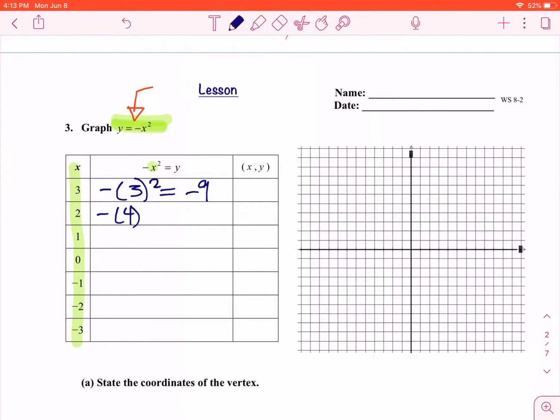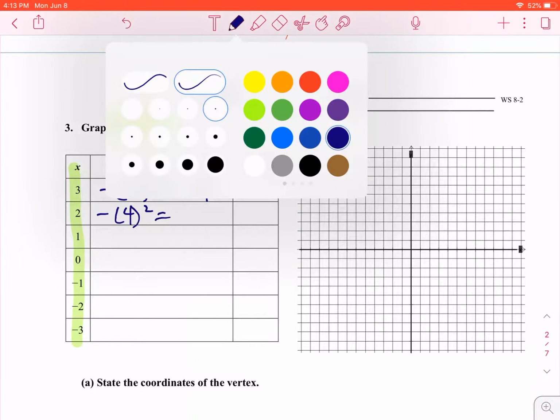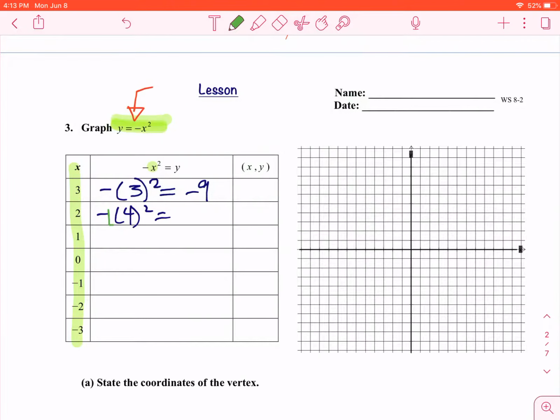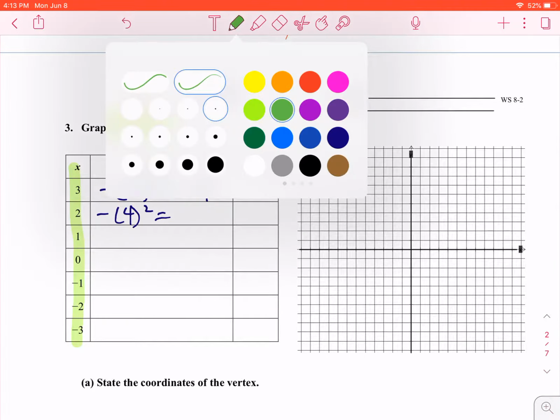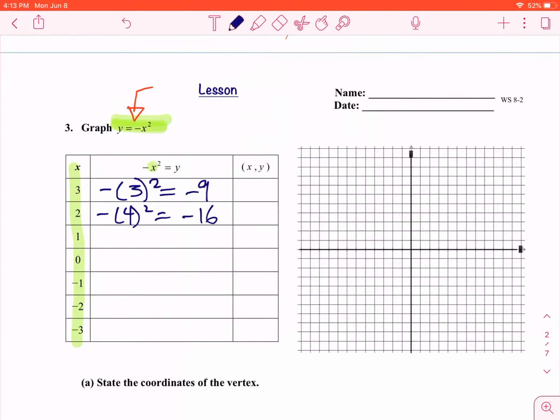I'm going to do the same thing here. BEDMAS. Brackets, exponents. Now x is 2, so 2 squared is positive 4, and then slap a negative in front of it, that would be negative 4. We know that there is that imaginary negative 1 on the outside, even though we don't see it. We're going to do that for every one.